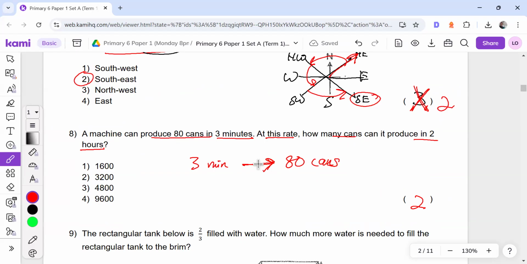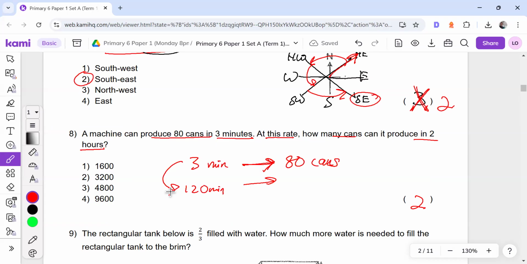All right, must have the arrow sign. This is the whole lesson on this question. So at this rate, how many cans can it produce in 2 hours? So 2 hours is 120 minutes. Okay, why do you have the arrow sign? Because you're going to do jumping.